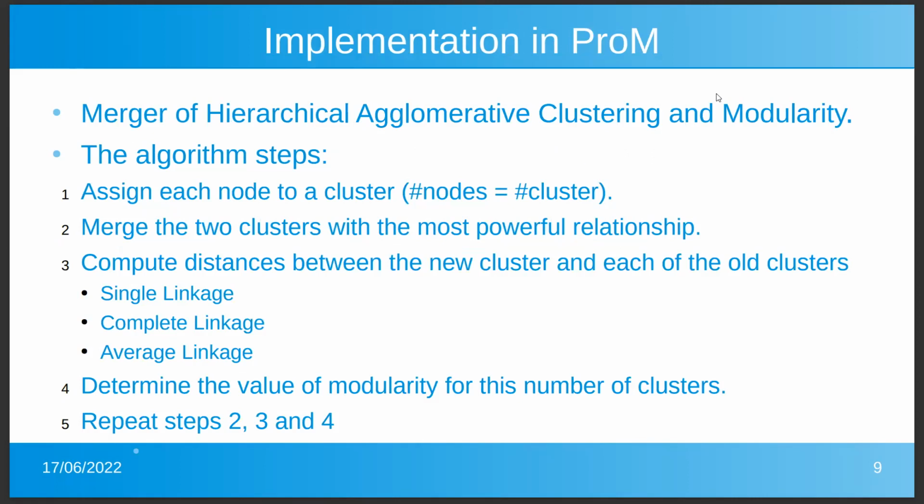The algorithm proposed is a merge of two already known concepts: hierarchical agglomerative clustering and modularity, in the following steps. First, assign each node to a cluster, each cluster containing just one node. Merge the two clusters with the most powerful relationship.